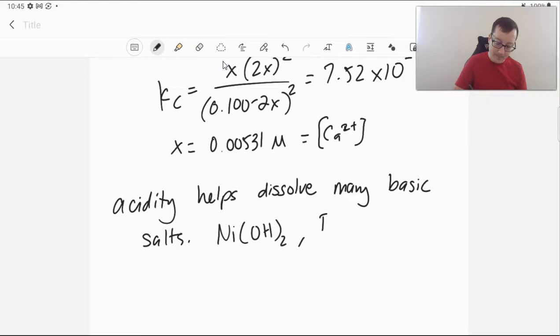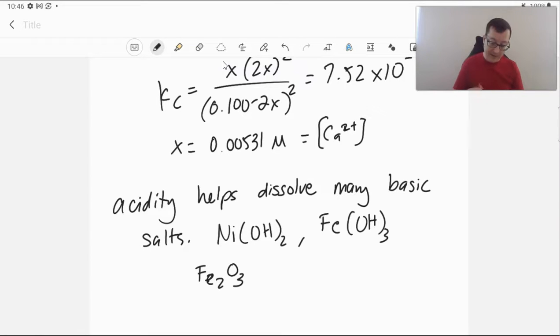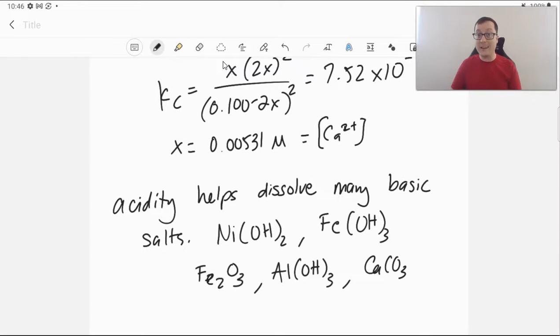So many salts that have hydroxides or oxides will be able to dissolve in acidic solution. But that's not necessarily only hydroxides and oxides. We also have things like calcium fluoride, because fluoride is a weak base, right? So anything that has a weak base will dissolve a little bit better in the presence of your acid. So something like calcium carbonate as well would dissolve in acid. And again, it's because the equilibrium is taking away a product, allowing your reaction to go forward more and more, producing more products through Le Chatelier's principle.